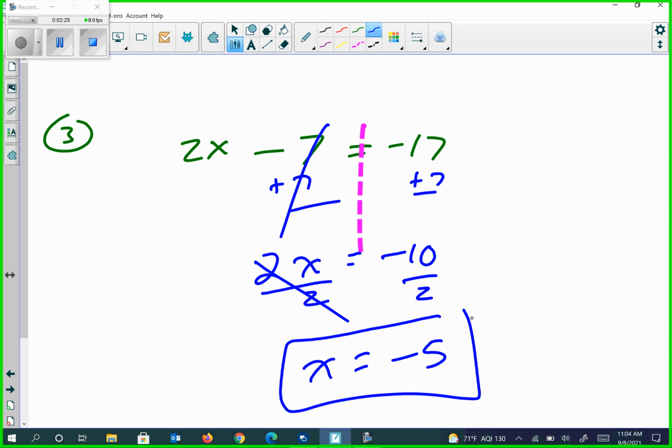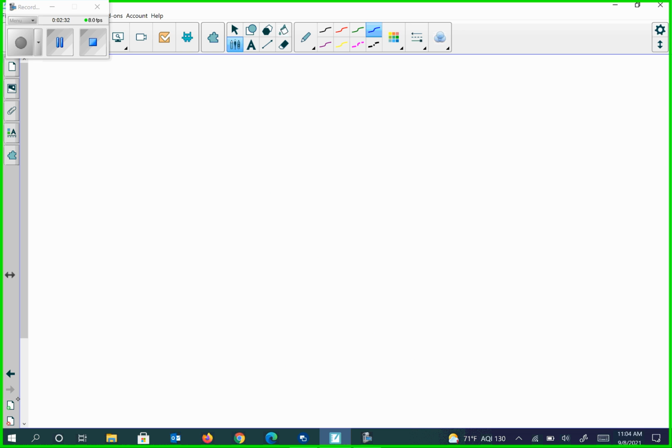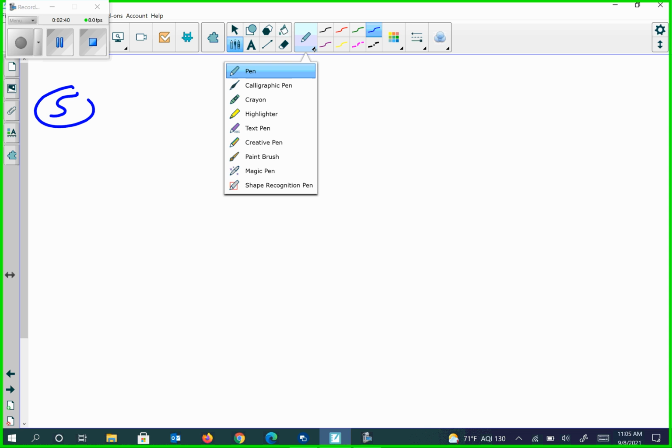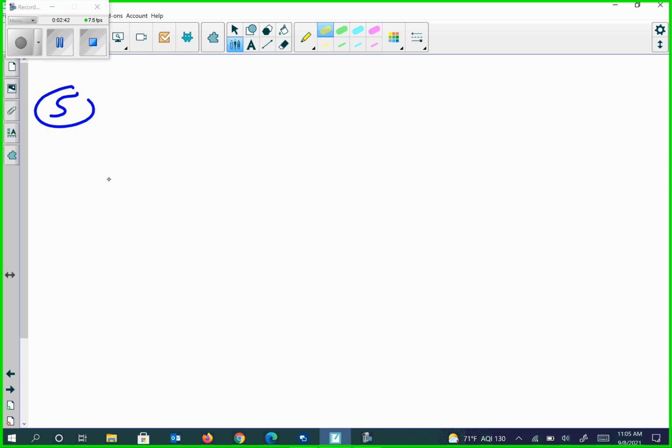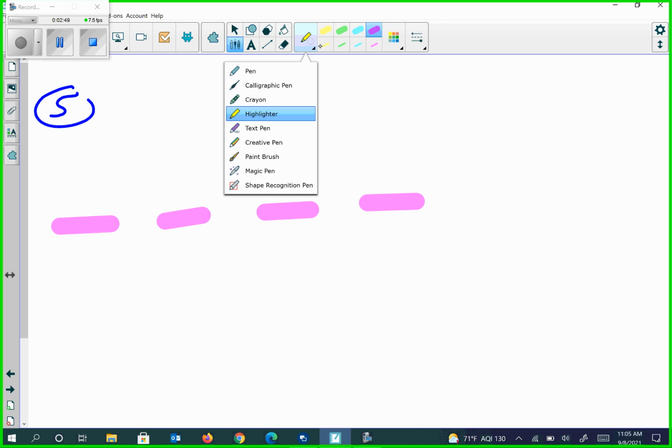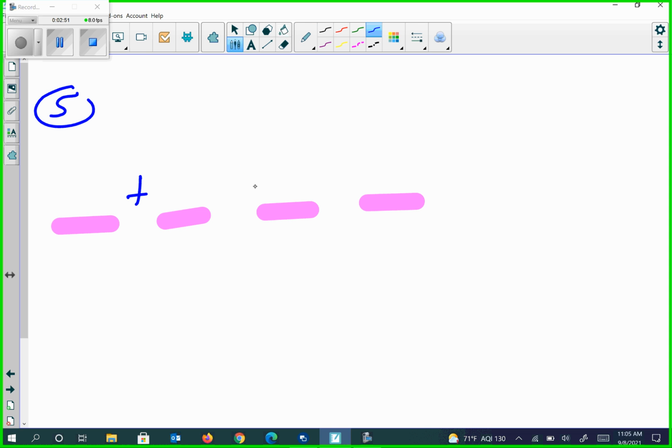Number 5, I helped quite a few people with this throughout the classes, which is fine. Okay, so number 5 says you have 4 consecutive numbers add up to 46. Find the numbers. So consecutive numbers. So think about this. You have 4 consecutive numbers. So you got 1, 2, 3, 4. 4 consecutive numbers will add up to 46.